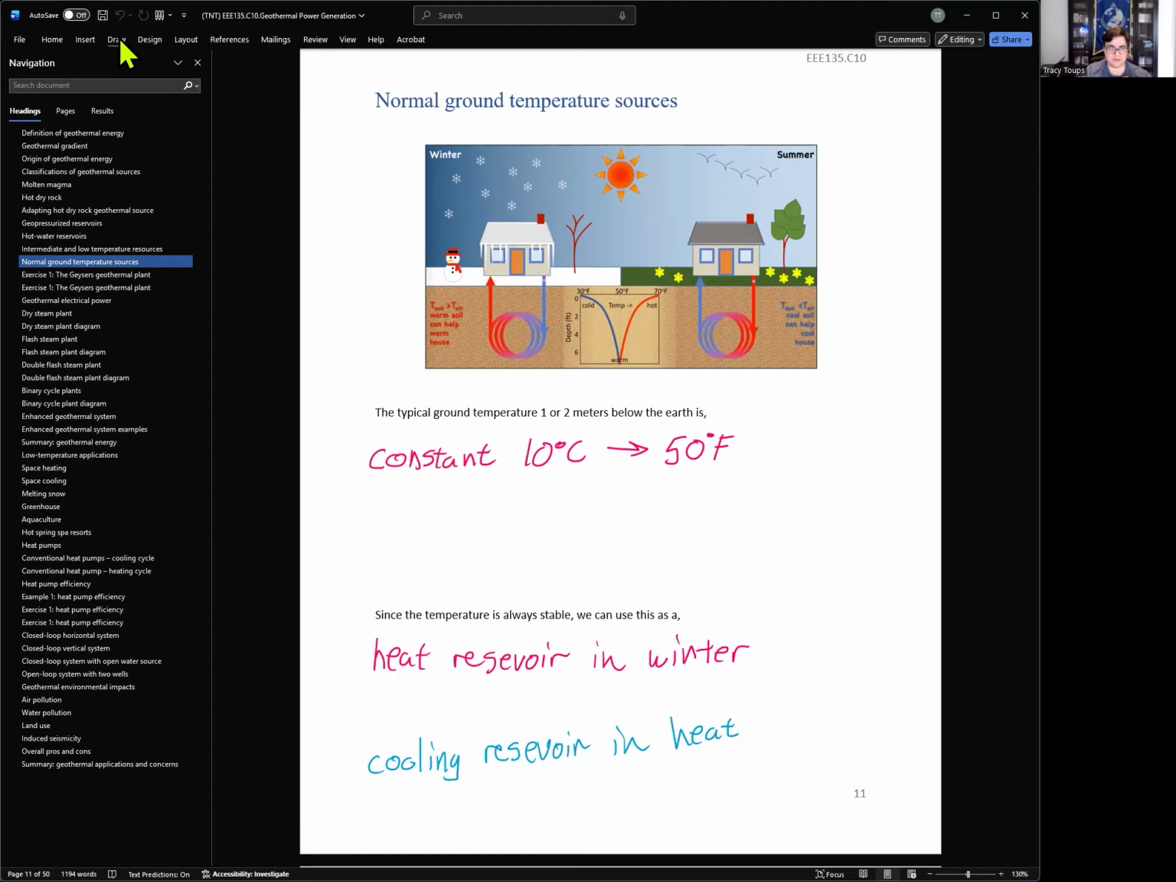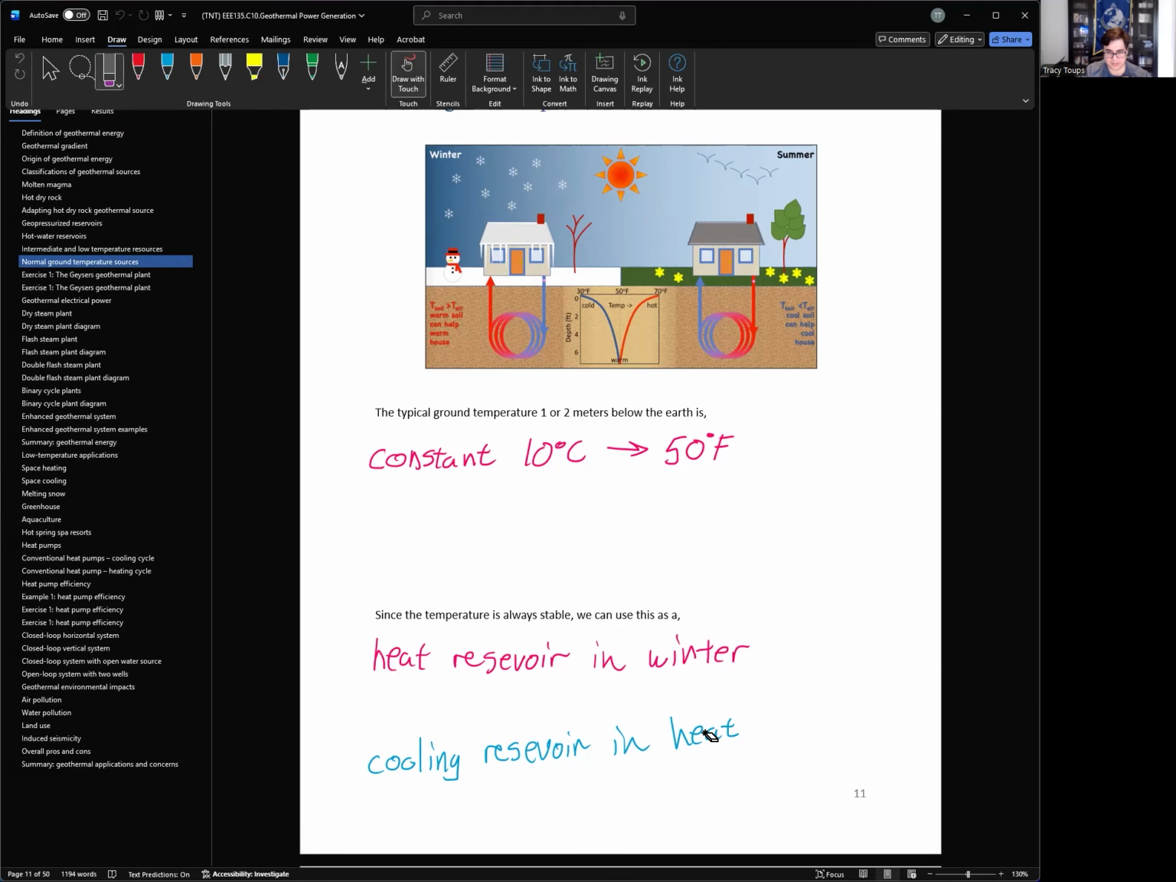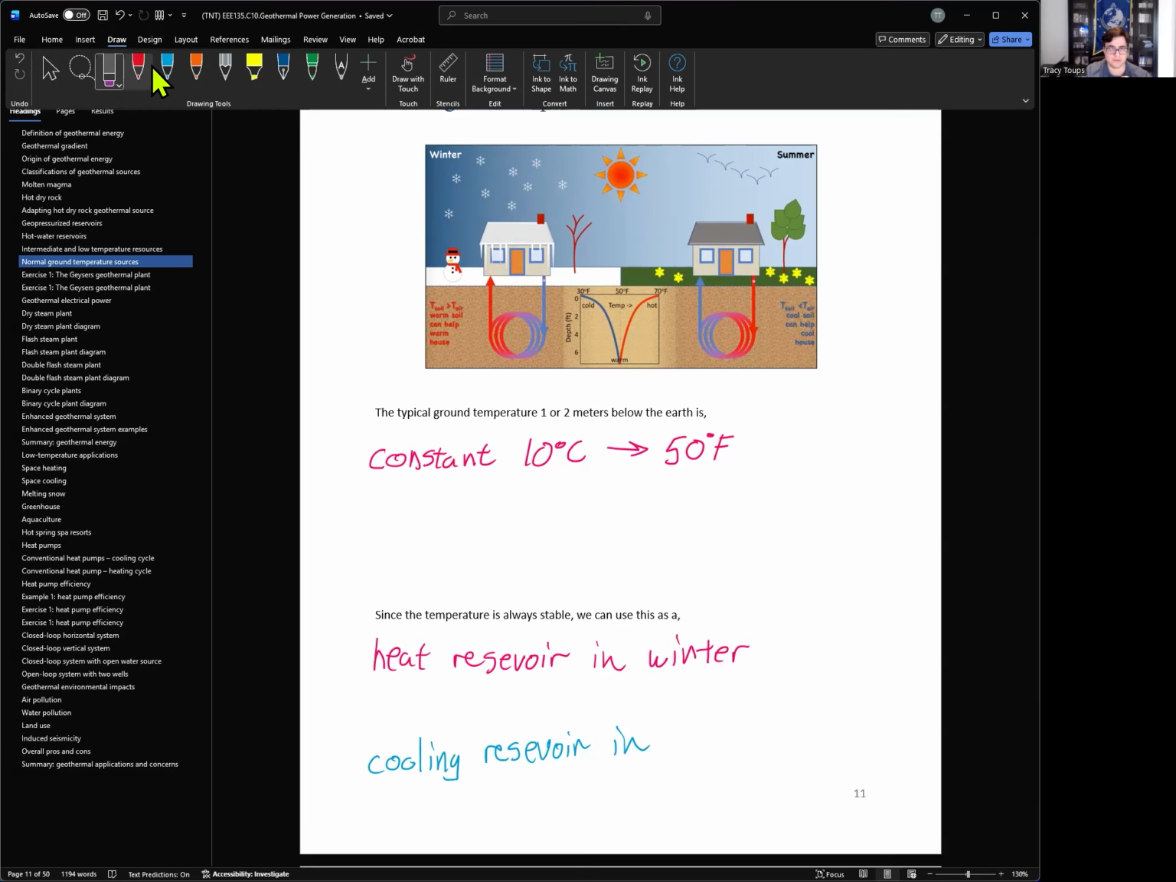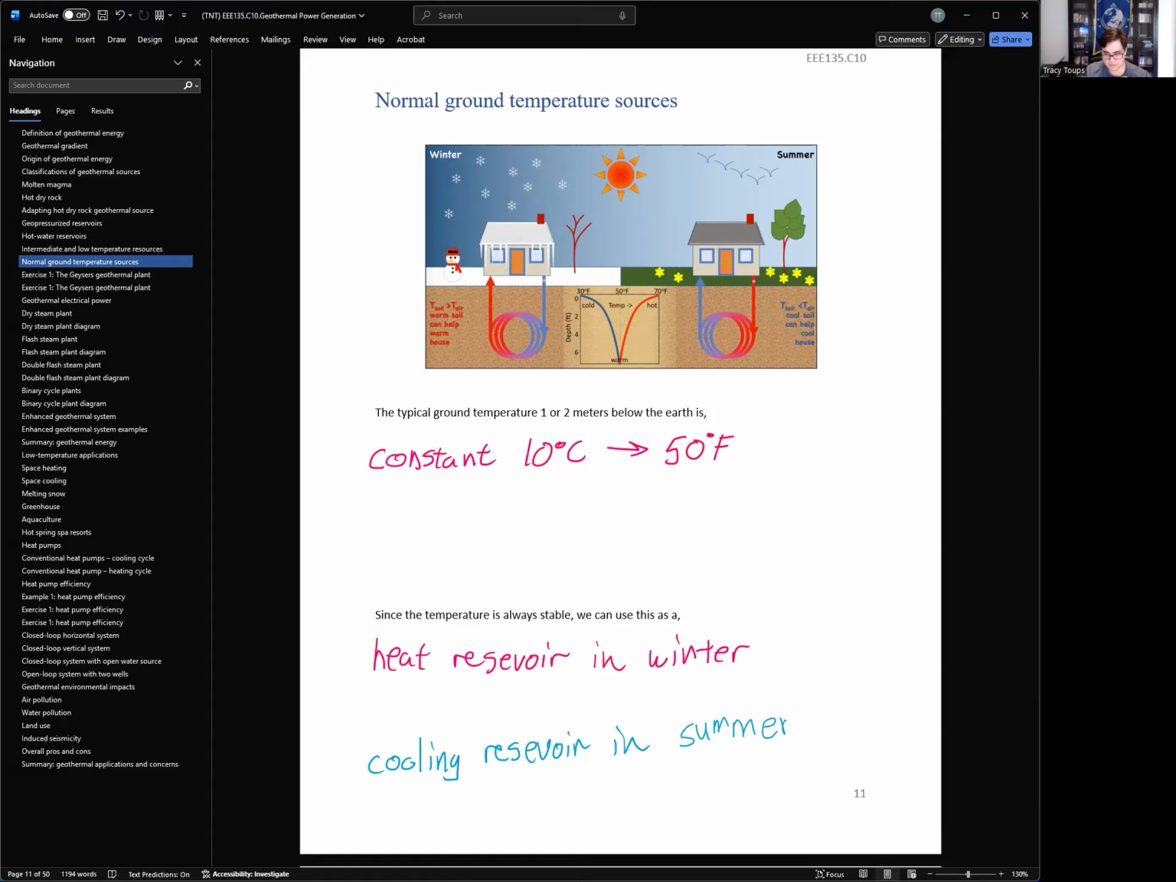Give me one sec. Okay. I kind of miswrote that. This should be in the summer. So let me change it real quick. Summer. Good enough.